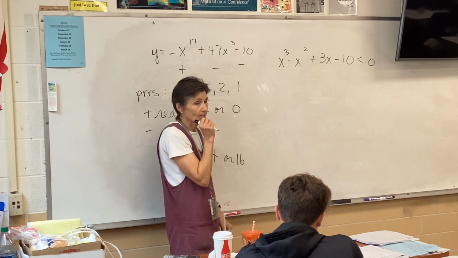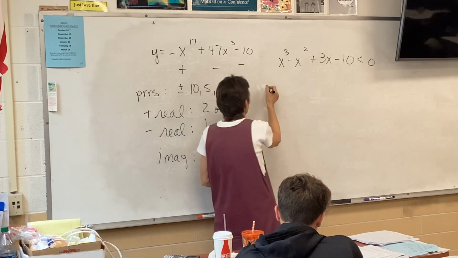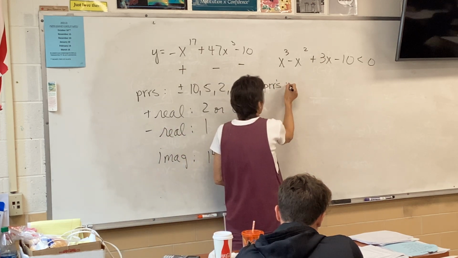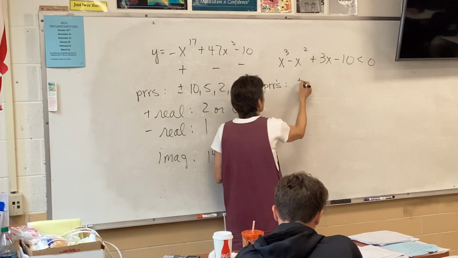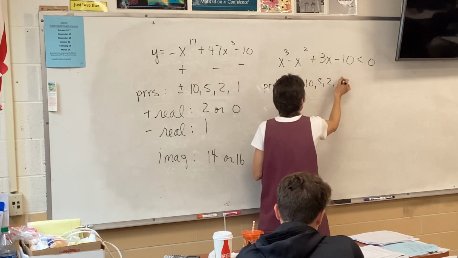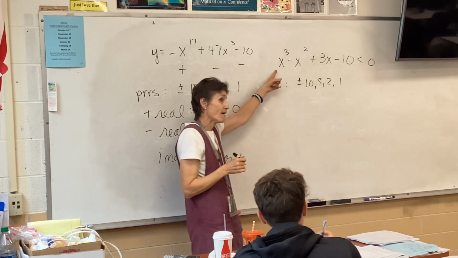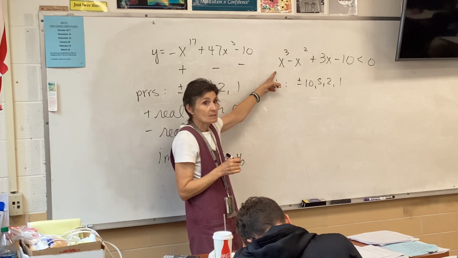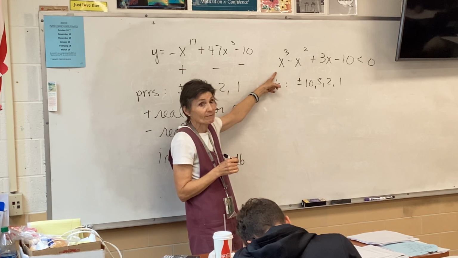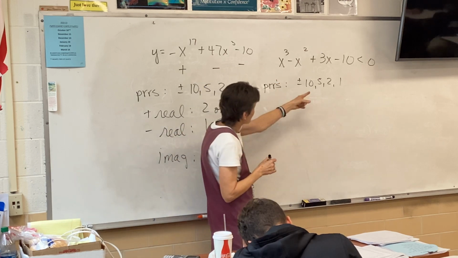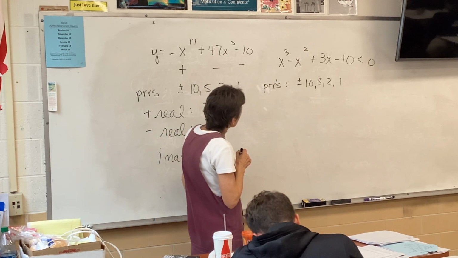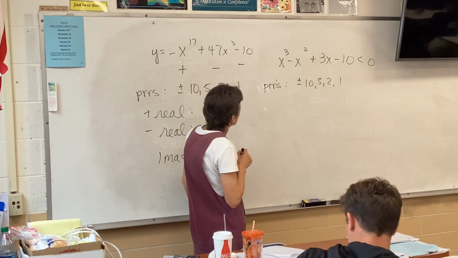No calculator. You're going to think about your PRRs. Whether you write them down or not, that's up to you. But at least think about them, because this does not factor by grouping. So I'm going to have to guess and divide, right? And that's my list of guesses. So, what do you think?